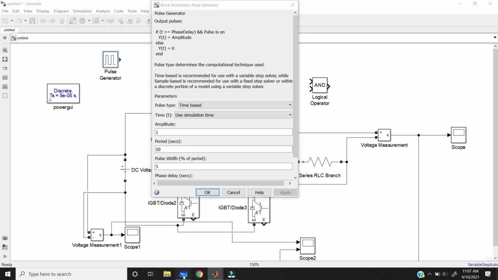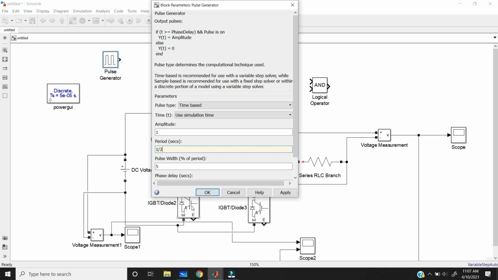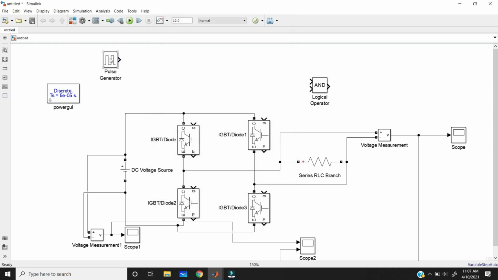That's why I'm taking the 1 by 2000 hertz, nothing but 2 kilohertz. If you take the pulse modulation as anything, here I'm taking only 50% pulse modulation. Now give the switching pulses to gate 1, nothing but switch 1 and switch 2 also.